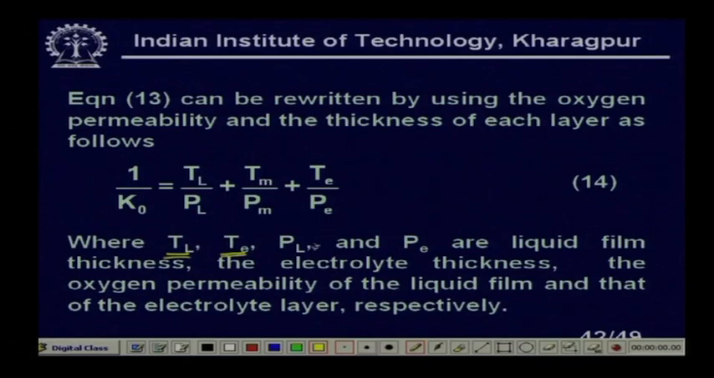PL is the oxygen permeability of the liquid film only, and Pe is that of the electrolyte itself. Clear?